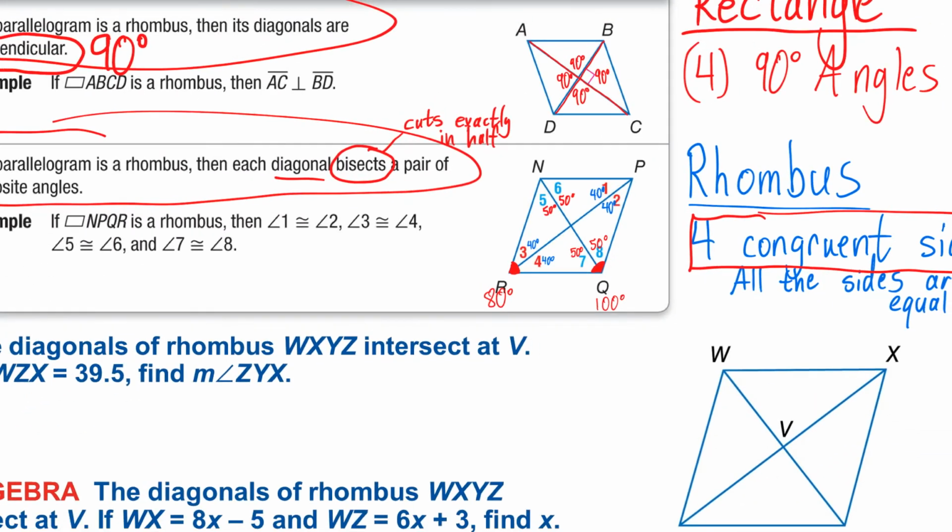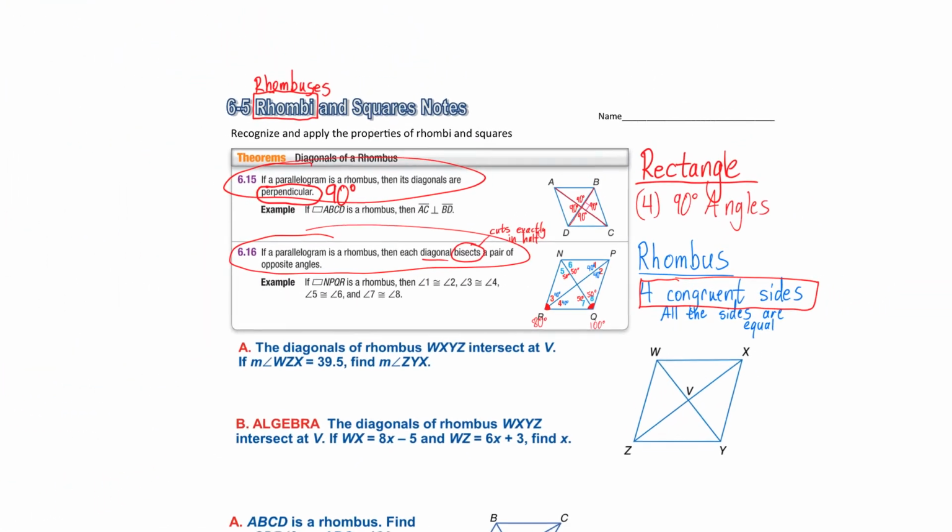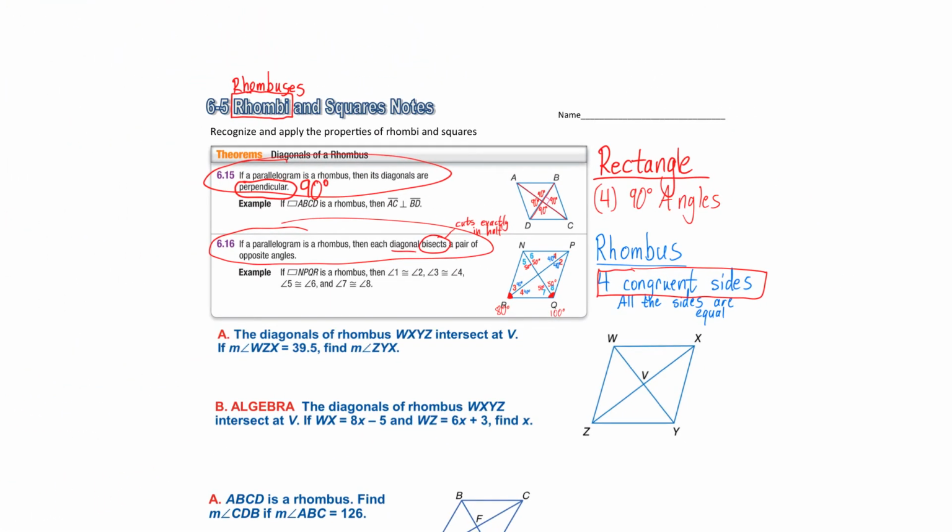Okay? So, what we're going to do is we're going to apply these three properties. We're going to apply the definition of a rhombus, four congruent sides, that the diagonals are perpendicular, and that the diagonals bisect angles. So we're going to use all three of those.